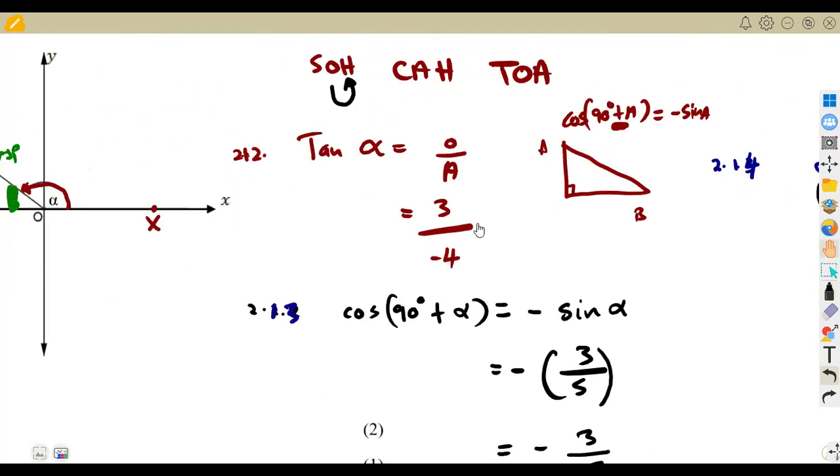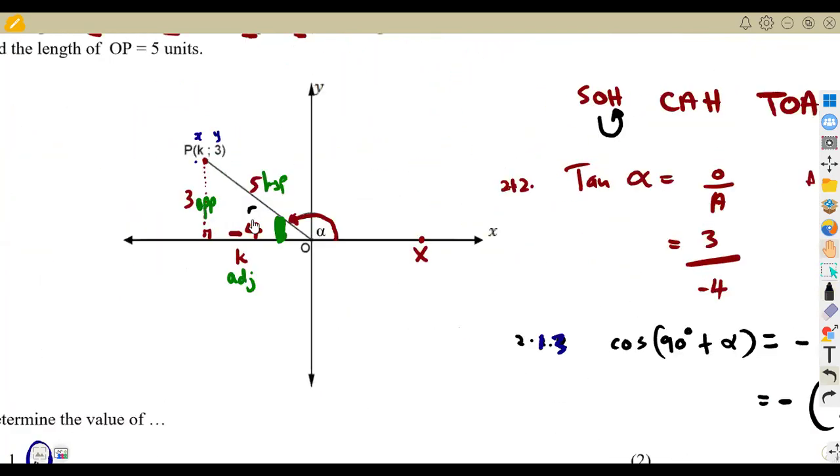You can use the sine. You can take the ratio of sine. You can take the ratio of cos. You can take the ratio of whatever that you want. All right, let's say I want to use the ratio of sine, whereby the sine of alpha is opposite over hypotenuse. And according to this, opposite is 3. Hypotenuse is what? It's 5. This is what I'm going to have.